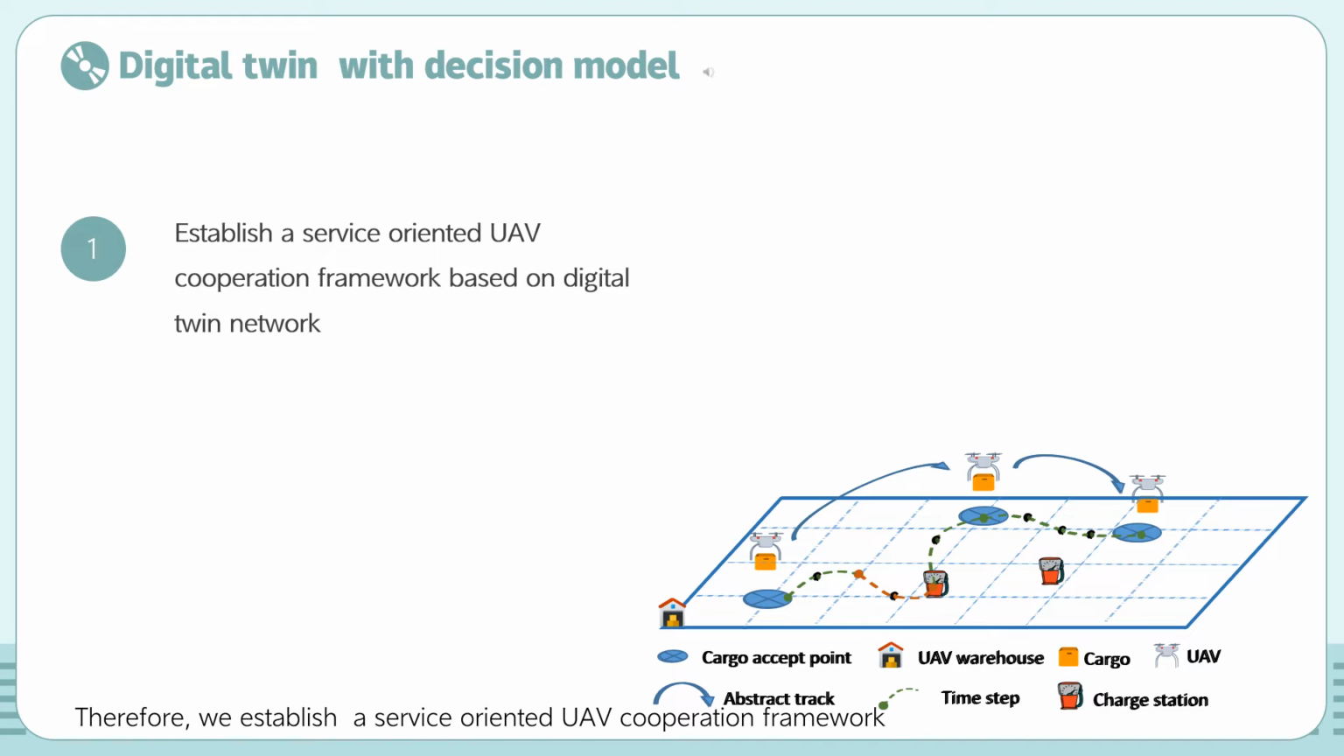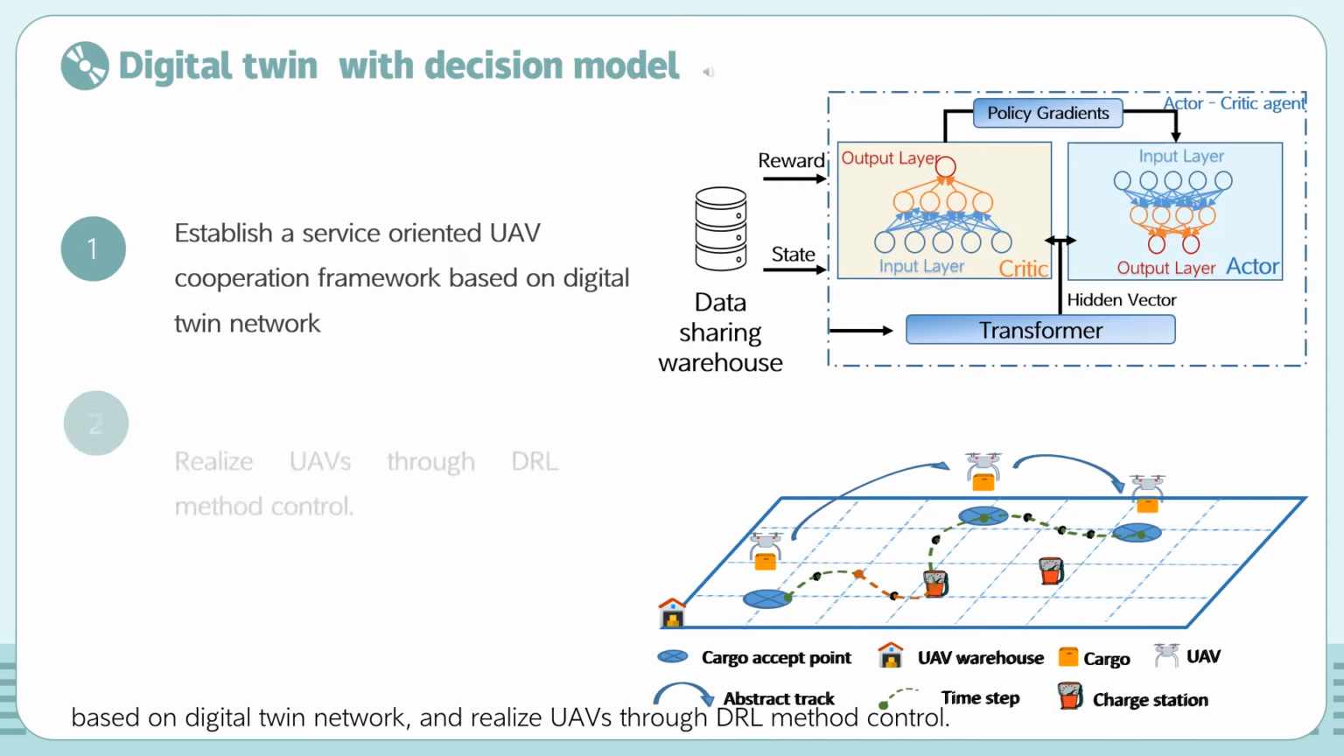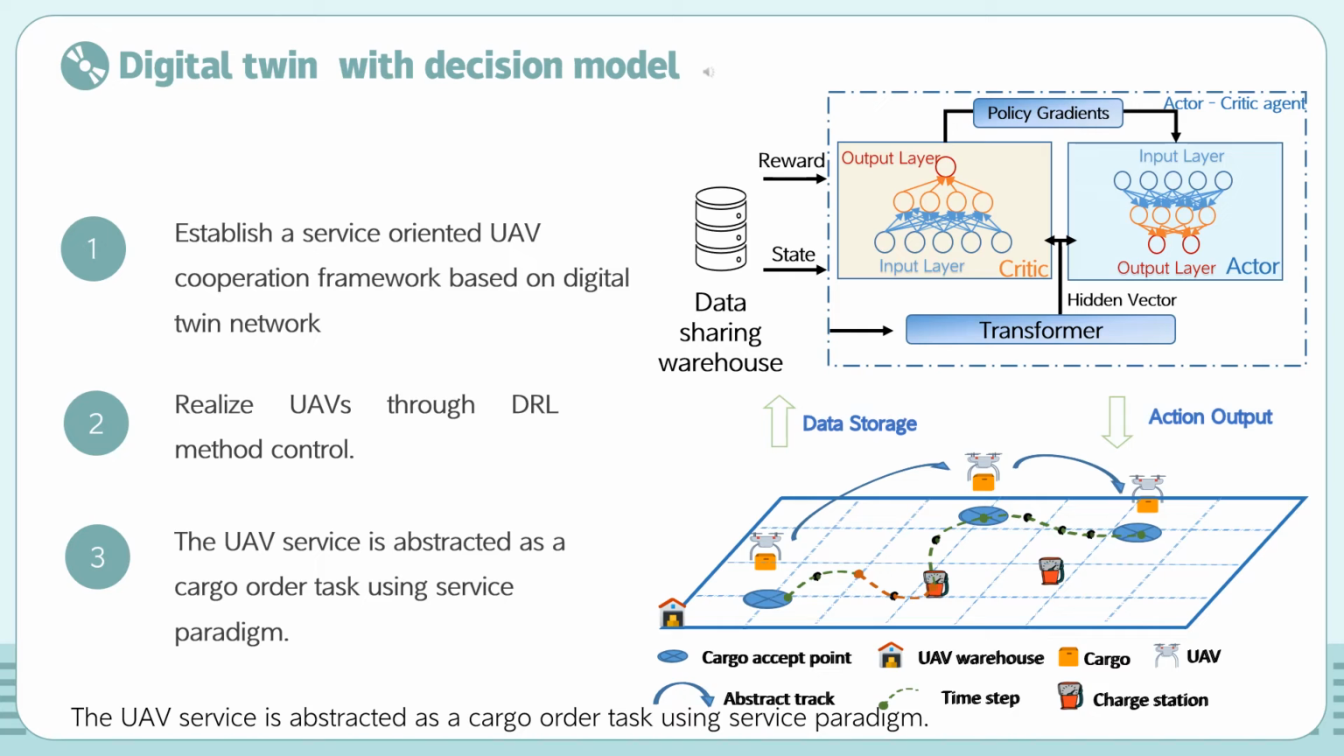Therefore, we established a service-oriented UAV cooperation framework based on digital twin network and realized UAV control through the DRL method. The UAV service is abstracted as a cargo order task using the service paradigm. By establishing a high-fidelity virtual decision model, the problem of limited computing power of UAVs is solved.